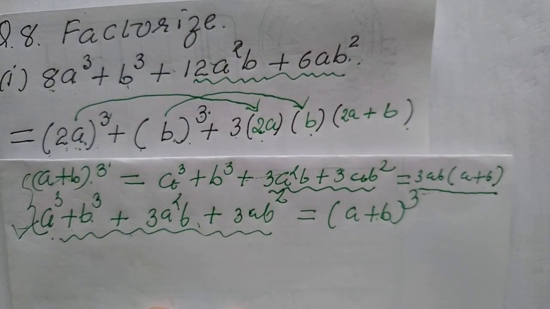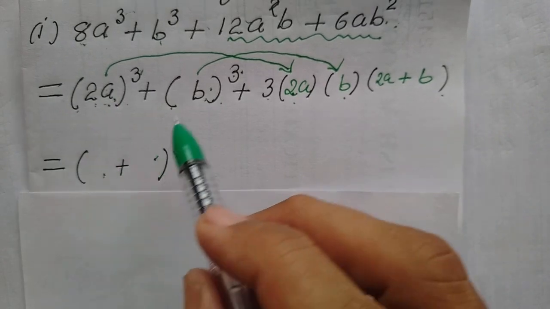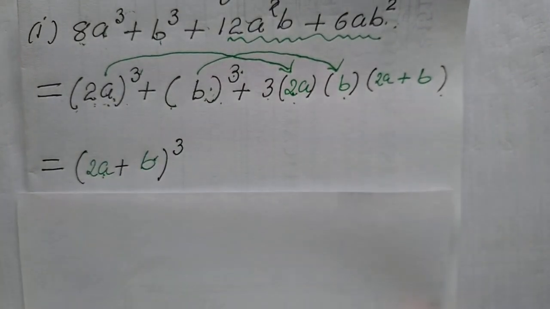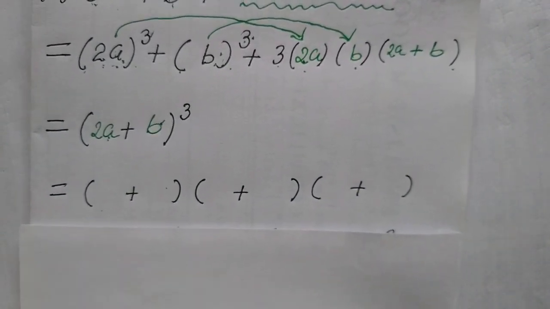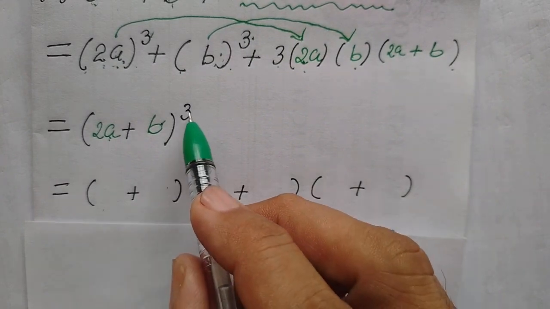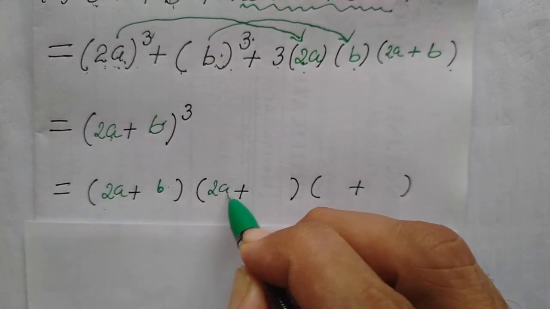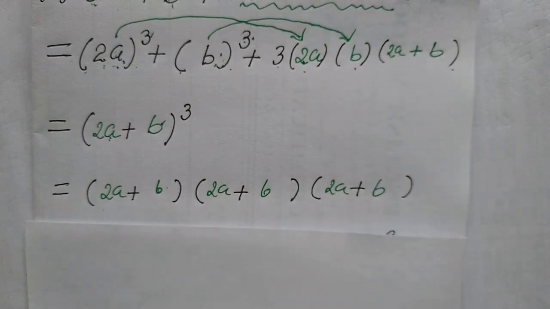Now children, it is very easy. Next step: 2a write down here, b write down here. Okay, next step, just children, 3 is written here, so write down 3 times: 2a plus b, 2a plus b, 2a plus b. Over, children.